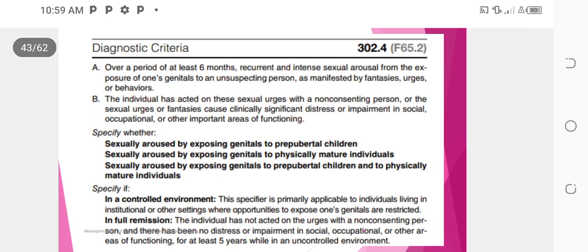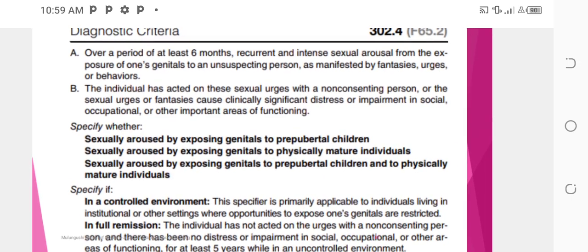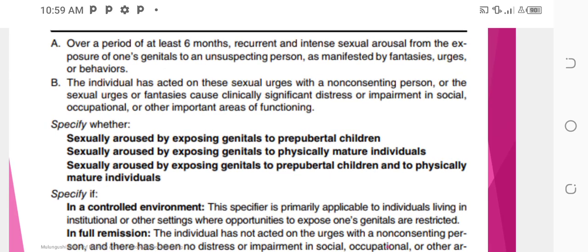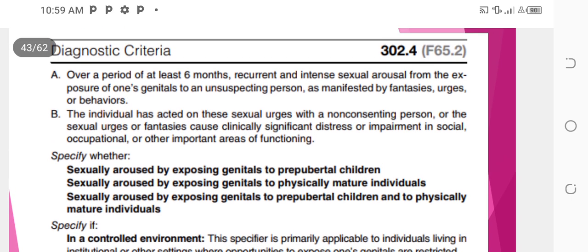The diagnostic criteria for exhibitionism: over a period of at least 6 months, recurrent and intense sexual arousal from the exposure of one's genitals to an unsuspecting person, as manifested by fantasies, urges, or behavior. The individual has acted on these sexual urges with a non-consenting person, or the sexual urges or fantasies cause clinically significant distress or impairment in social, occupational, or other important areas of functioning.